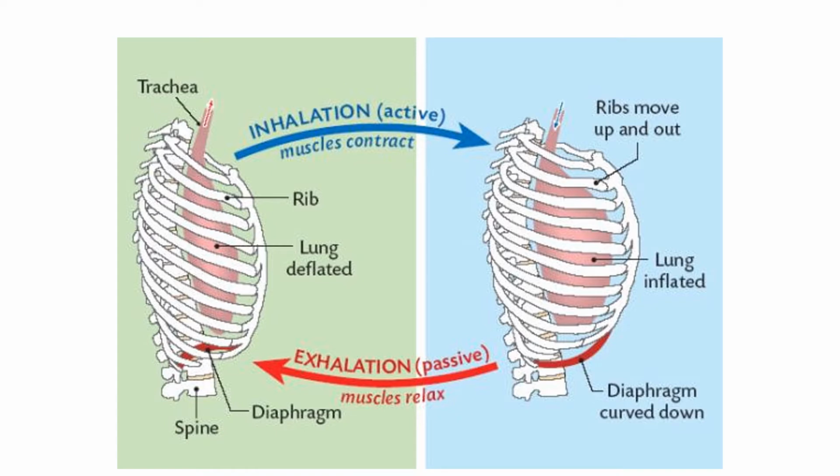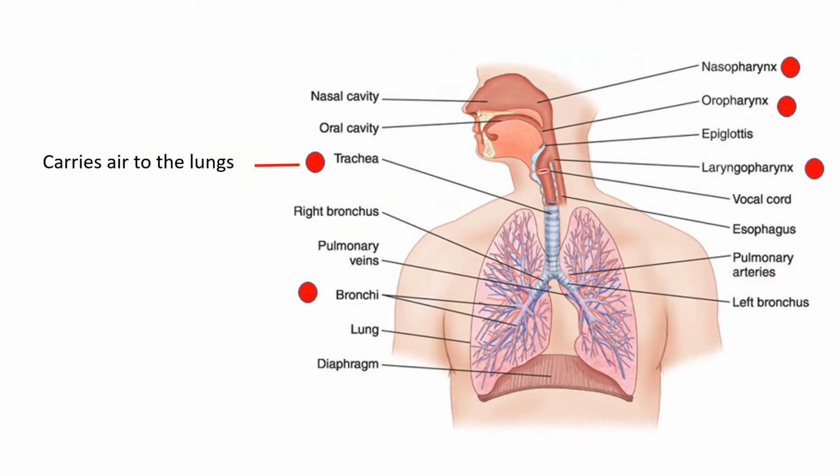Yet again, inhalation: the lungs expand. The ribs move up and out to give your lungs a little more area to expand. The diaphragm curves down. Then when exhaling, the diaphragm pushes up, and of course the lungs deflate.